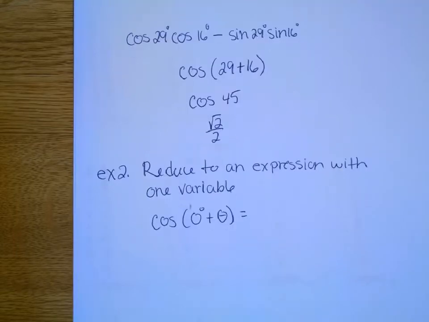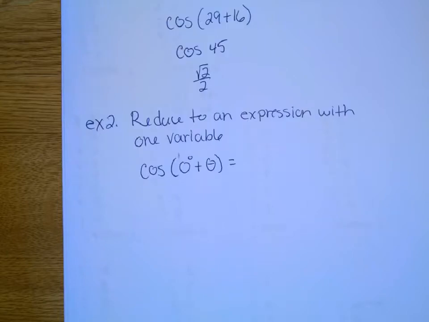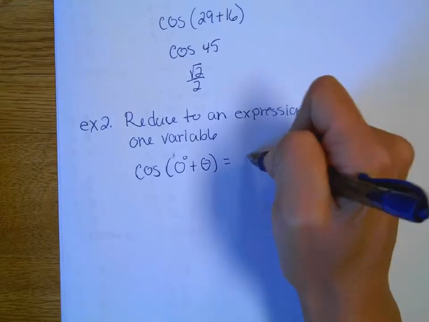Okay, reduce to an expression with one variable. The cosine of 0 degrees plus theta. So right now I've got an expression that has a 0 and a theta in it. I want to end up with just one variable. So let's expand it with the identity and see where it takes us. So how does this expand?